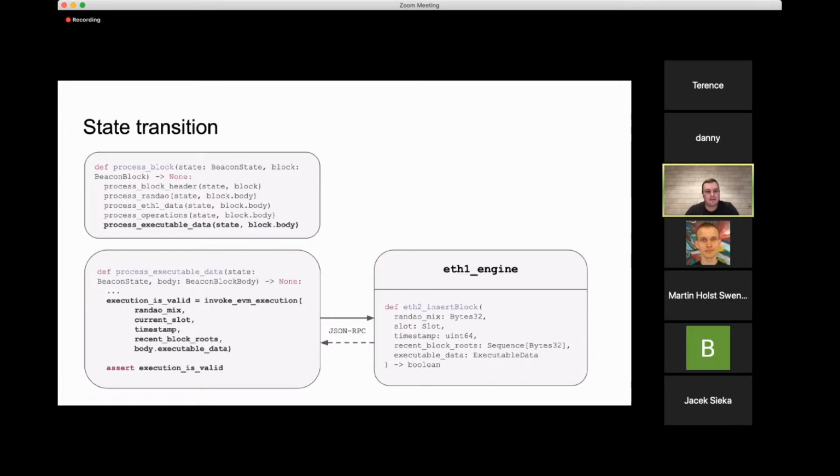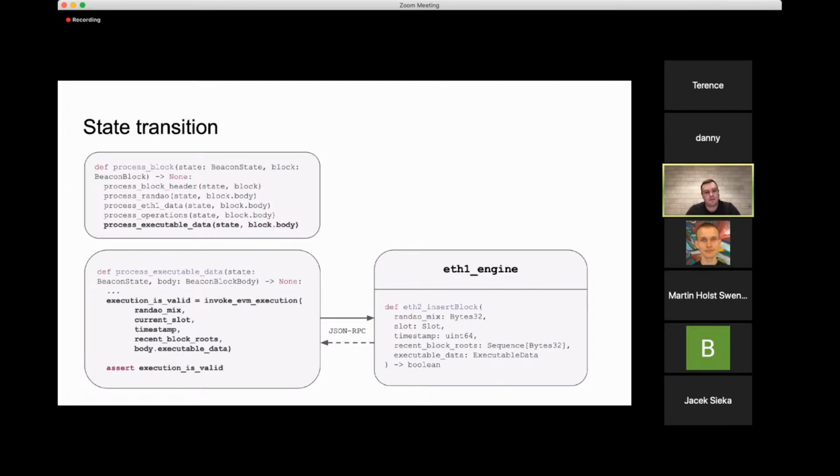That's yet another call to the Eth1 engine. It looks pretty similar, pretty tiny. So it's also a synchronous call. In terms of a slot, we need to process a beacon block and we need to process an Eth1 block within the same slot. And some options for optimization we'll talk about a bit later.